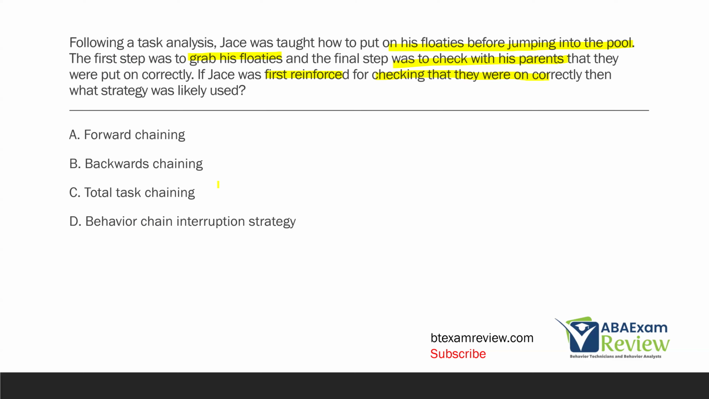It isn't total task chaining. With total task chaining, we're teaching the entire chain at once. It is not a behavior chain interruption strategy. With the behavior chain interruption strategy, exactly what it sounds like, we're interrupting a chain in the middle of it to try to see new behavior. But behavior chain interruption happens once the essential steps of a chain are mastered. We just started teaching it. It's not going to be a behavior chain interruption strategy at this point. It's most likely we're using some sort of backwards chaining because Jace is being reinforced first for that last step.